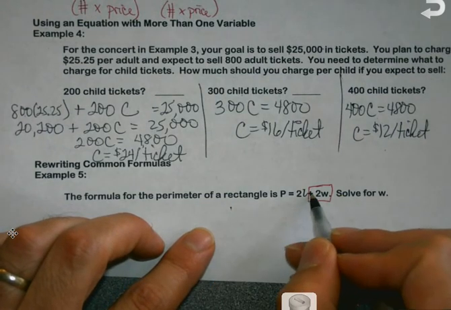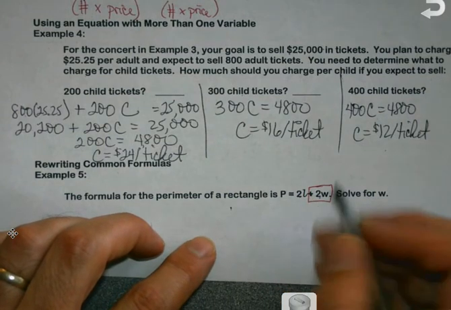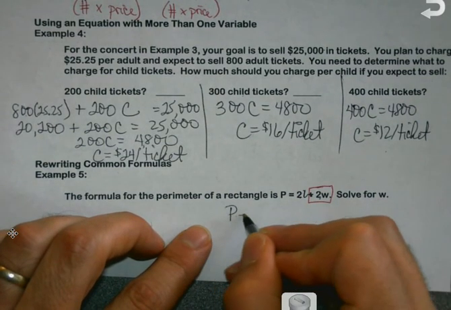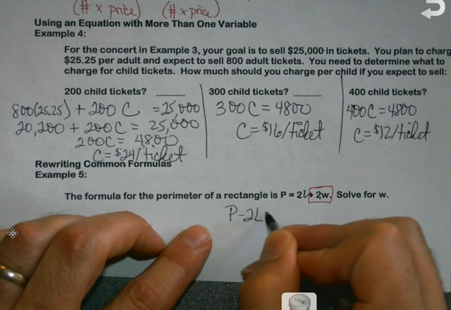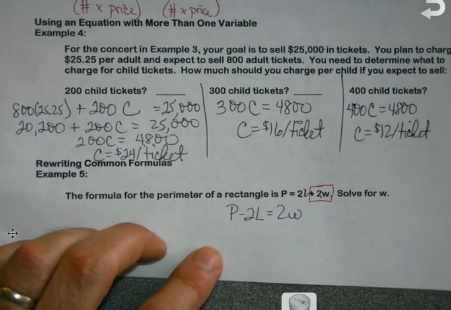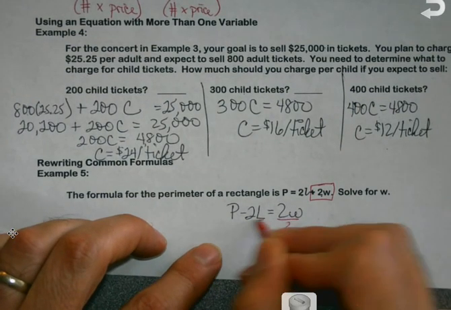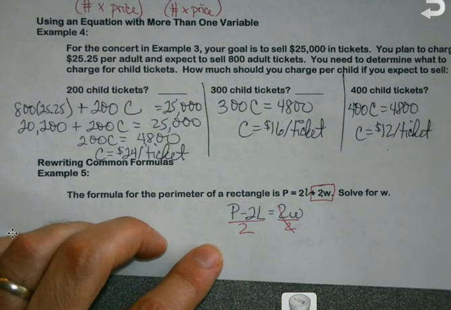Right now I'm adding 2L to 2W. What's the opposite? Subtract. So we're going to subtract 2L. That isolates my W term, but now to isolate W itself, I'm going to go ahead and divide by 2.